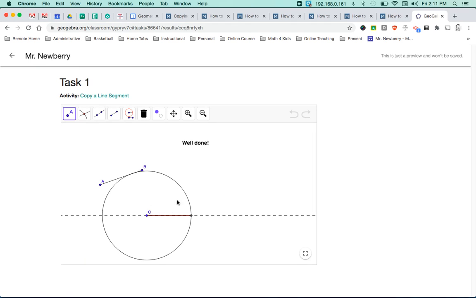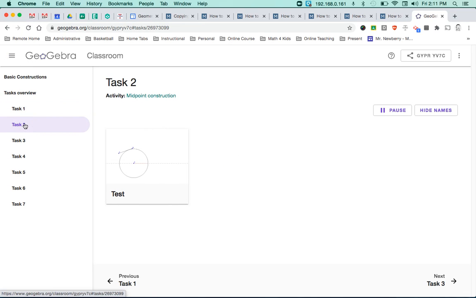All right. So I should see the circle. I should see the segment. I should see that it's the same length as AB. All right. So this is what I need, and this is what I'm checking your work with. All right. So I should see something that looks very similar to this. All right. Now, if I go to task 2, we're going to move on to task 2 in a second. I'll see your work there in task number 2.